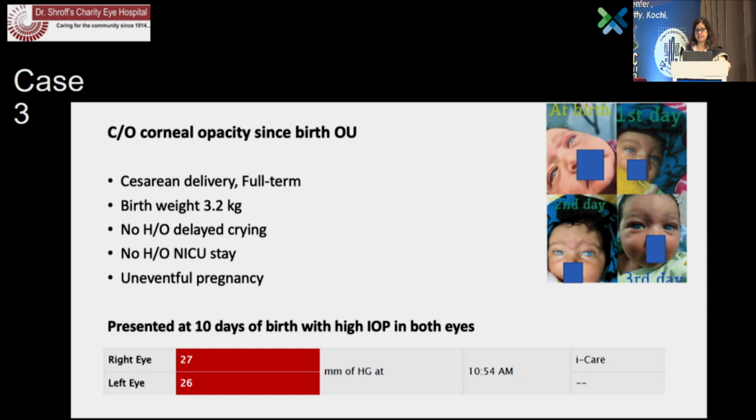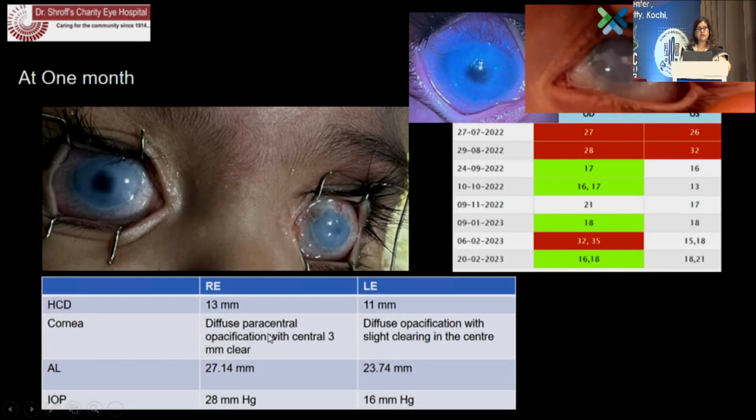This is a very interesting case which we encountered, which came to us 3 to 4 months back. He was a full-term normal delivery. Birth weight was good. There was no delayed crying, and the pregnancy was uneventful. The pressures were high when he presented to us 10 days after birth. And this was the situation.